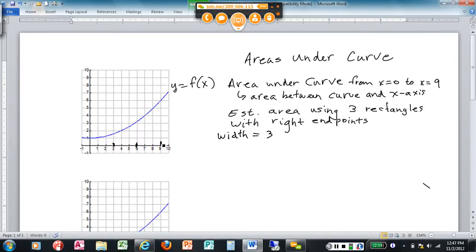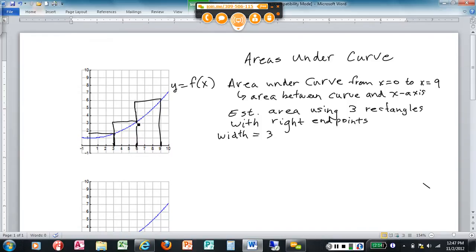Now, the height of my rectangles, well, that's where the function comes in, and the right-hand endpoints come in, because what that means is I'm going to come over here to the right, and I'm going to go up until I hit the curve. And then that's going to be the height of my rectangle, so I'm going to square that off. Then at 6, I'm going to do the same thing, since it's the right-hand endpoint of that one. And do the same thing for 9, all right? Everybody okay with me on that?